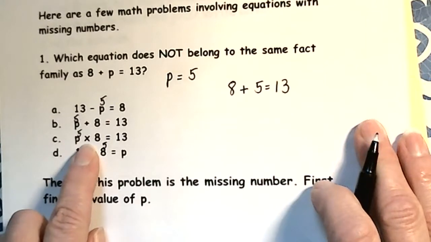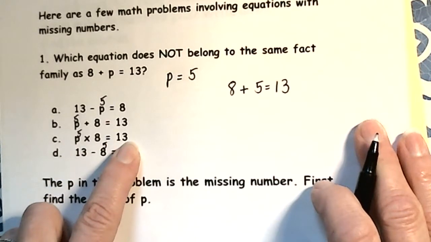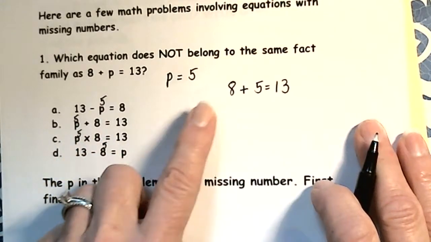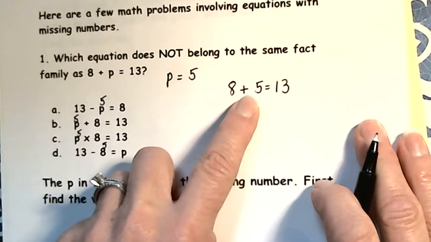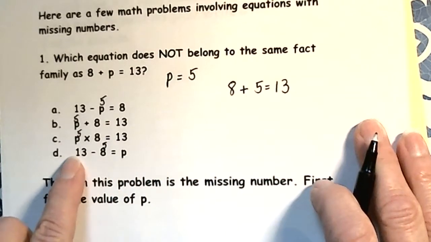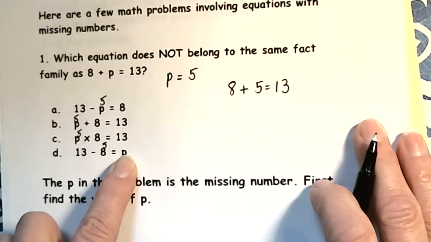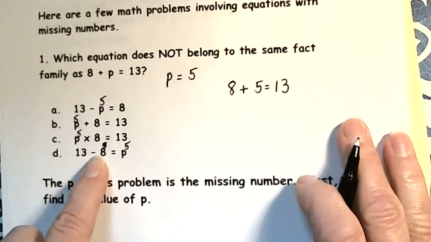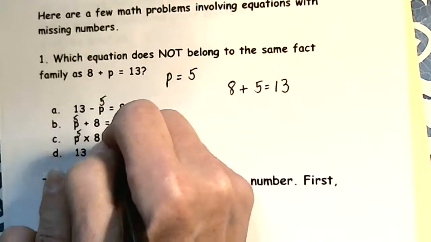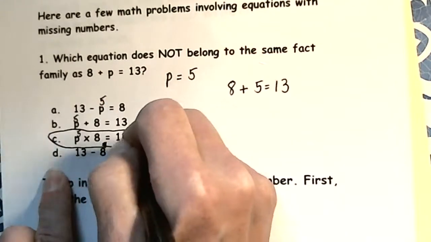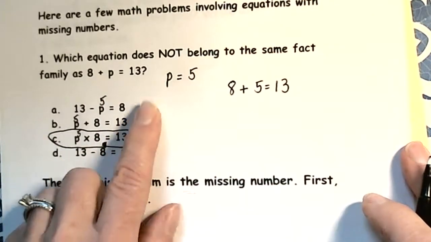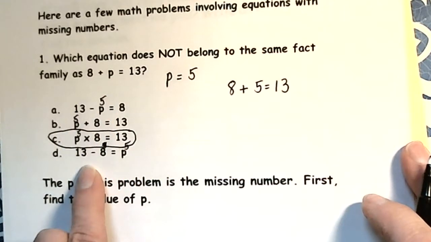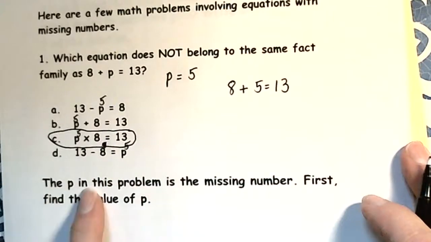This one is 5 times 8 equals 13. Well, that's not true. And it's a multiplication problem, so it's not in the same fact family as this addition problem. And this last one is 13 minus 8 equals 5. So the one that does not belong is C. And again, the first thing we did is we put 5 in place of the p for all of these. Again, the letter could have been any letter.